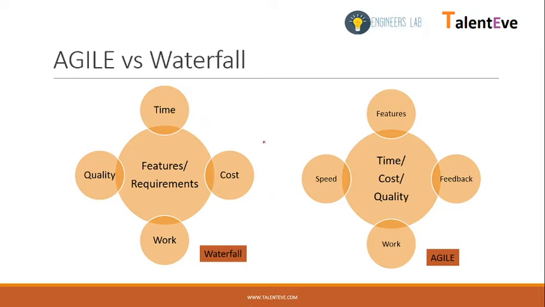So features are a very important aspect of Waterfall, whereas when you come to the Agile methodology, the time, the cost, and the quality are the primary criteria around which you define your project. So here one of the major points is that the speed of execution and the continuous feedback are the two important things in Agile. You can see clearly the difference between them.